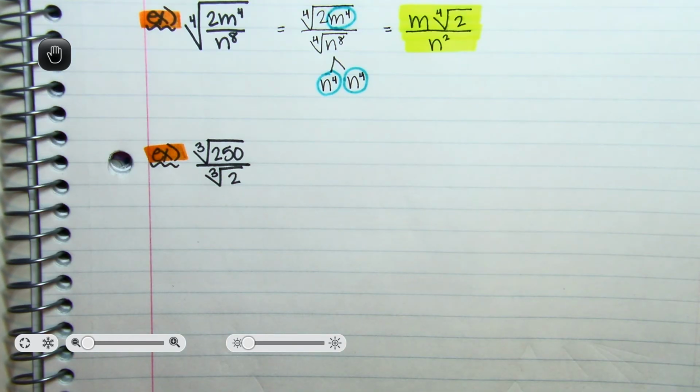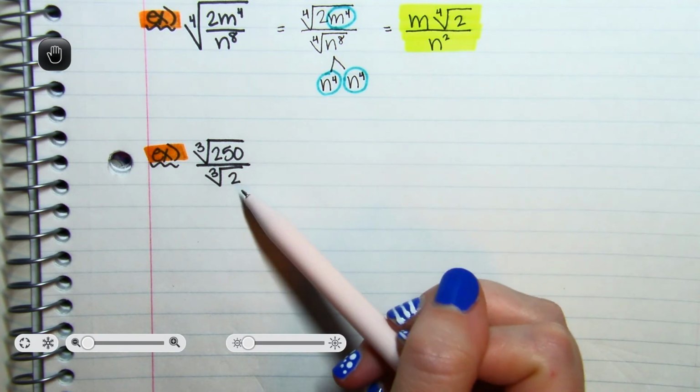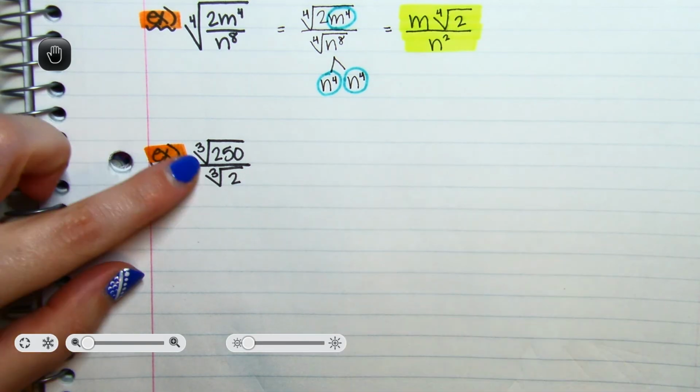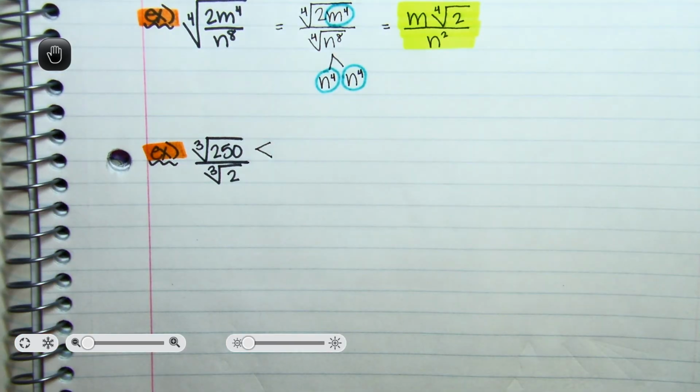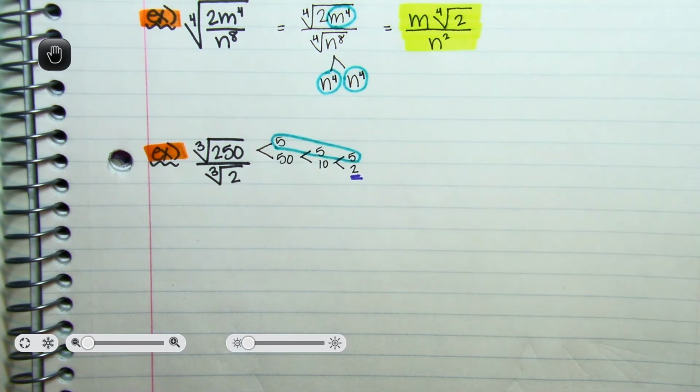All right, next example. We have a cube root divided by a cube root. Now, a cube root of 2 on the bottom, we can't do anything with that one. But the top, what I want you to do right now is pause, try doing a little tree and see if you can find something that will come out, and then push play when you're ready to check. All right, go ahead and check.